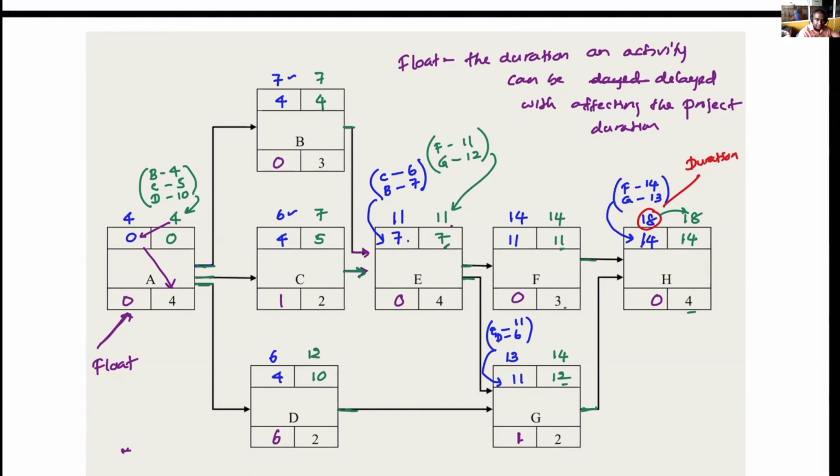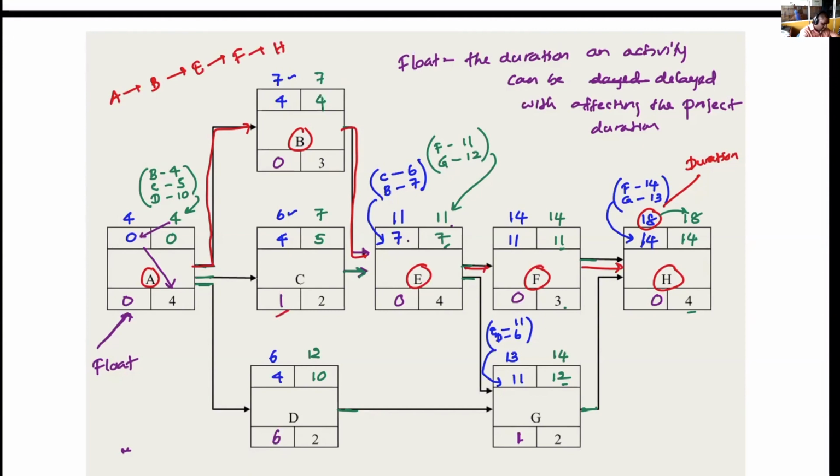Now that float we have discussed. Now find out the activities where float is 0. This is an activity where float is 0. This is an activity where float is 0. E, F, H. Those are the activities where float is 0. So there's a path connecting those activities. This path, the path A, B, E, F, H, is a path along which no activity can be delayed. If any of those activities are delayed, the project duration is going to be affected.